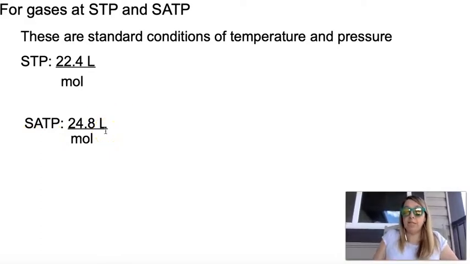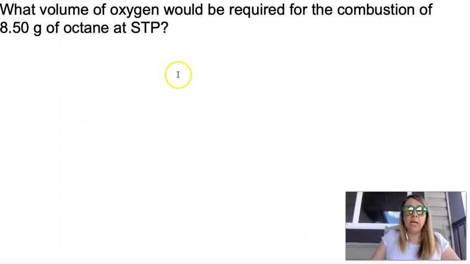Okay, if it's not an STP or SATP question, it won't use those abbreviations. It will give you kilopascals and degrees C, or it'll give you a volume and ask you for another volume. All right, so looking at an example of what this looks like. What volume of oxygen would be required for the combustion of 8.50 grams of octane at STP?